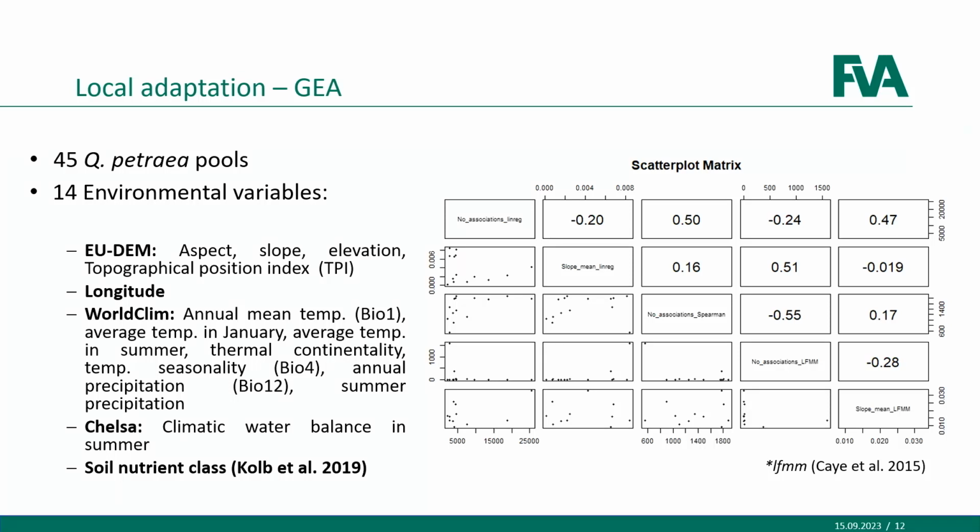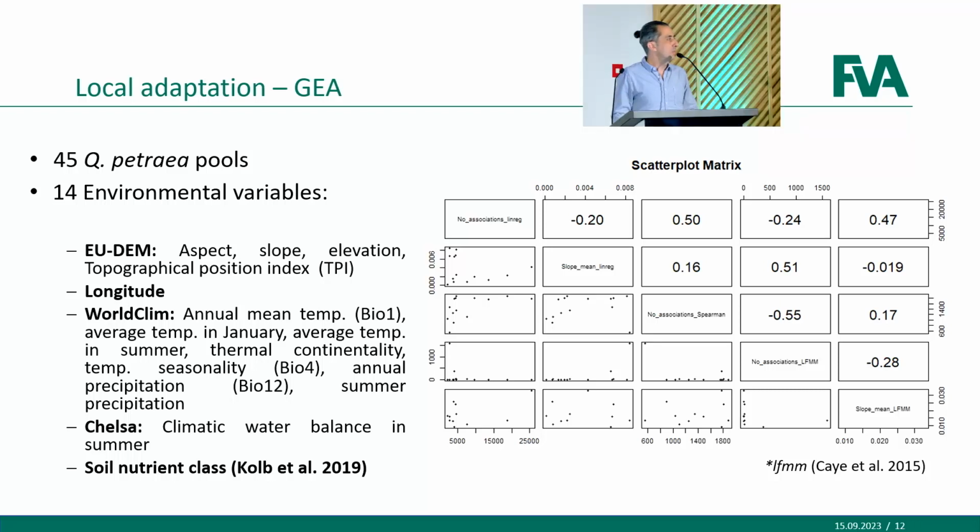Okay, this is not exactly the same approach. This is a complementary approach, including 45 Quercus petraea pools, and here we associated environmental conditions with genomic variation. Here is a short list of the 14 environmental variables we used.